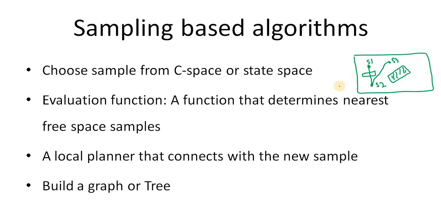Build a graph or a tree. So in the process of making samples, then using evaluation, and then connecting these samples with the local planner, what we are doing is making a graph or a tree. For example, if we connect them, S2 is connected with S1 and S3 is connected with S2. So it looks like a tree.